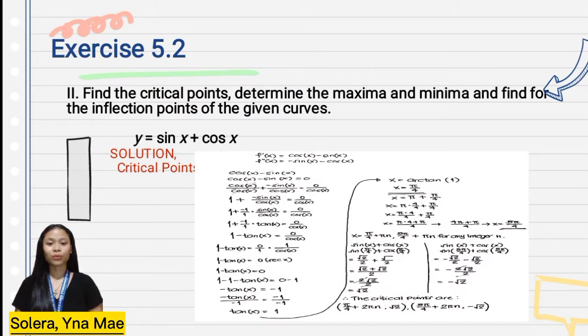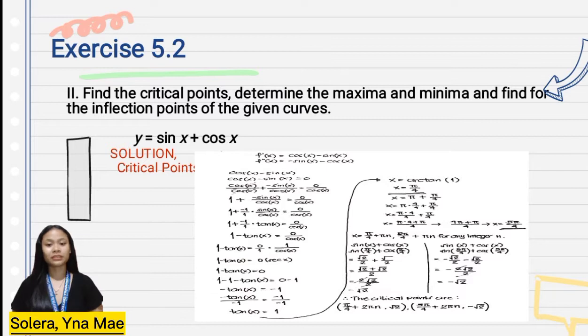Divide each term by negative 1. Negative tangent x over negative 1 equals negative 1 over negative 1. So tangent x equals 1. Take the inverse tangent of both sides of the equation to extract x from inside the tangent. x is equal to arctan 1. The exact value of arctan 1 is pi over 4. So x is equal to pi over 4.